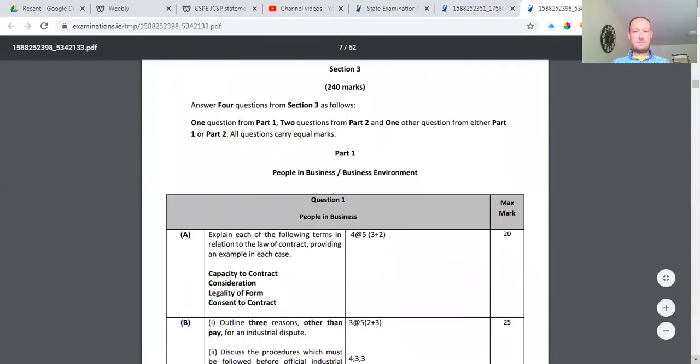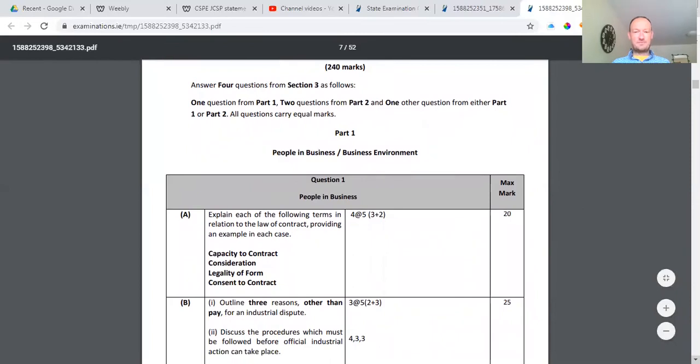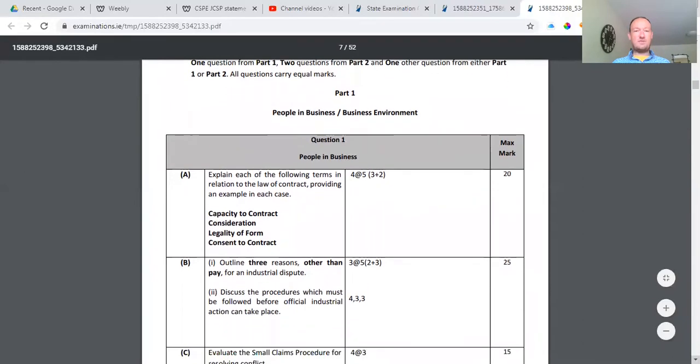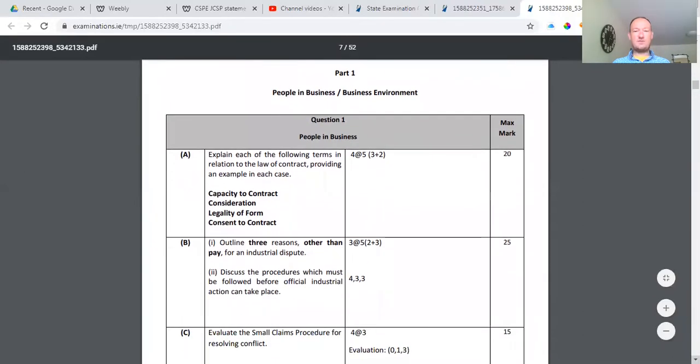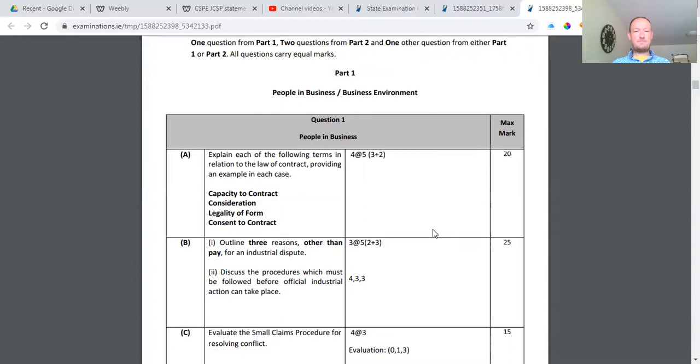So the way this is broken down, part 1 is usually a question based on Unit 1 in the book, and that's about people in business. And as you can see, they've asked you here, explain each of the following terms in relation to the law of contract. Again, very important, law of contract. And provide an example in each case. So explain the following terms, right? 4 at 5 marks each. And that's going to give you your 20. 4 5s are 20.